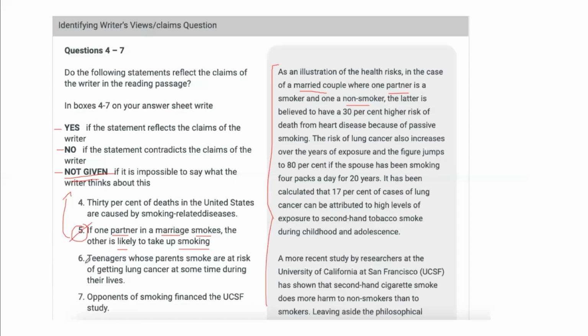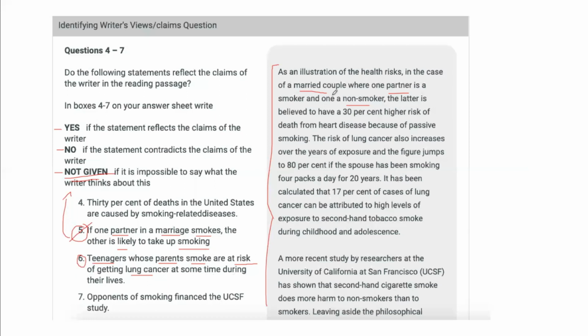Okay, let's go ahead and look at number 6 now. It says, teenagers whose parents smoke are at a risk of getting lung cancer at some time during their lives. I said at some point because I'm thinking of different synonyms and different ways to say sometime. So some point might be in the passage. In any case, it's a good synonym. Okay, so we have read this. Our keywords are teenagers, parents, smoke, risk, and lung cancer.